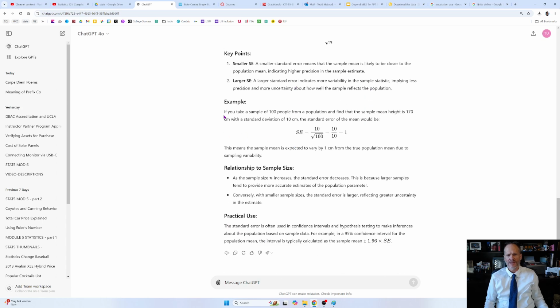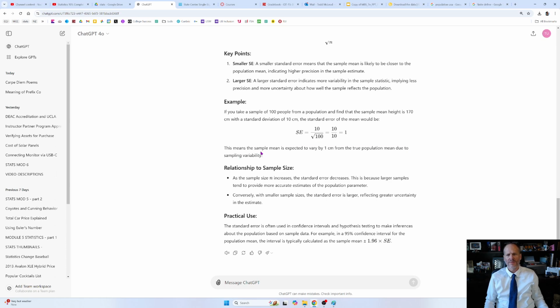So here's an example. If you take a sample of 100 people from a population and find that the sample mean height is 170, with a standard deviation of 10 centimeters, the standard error of the mean would be 10 centimeters over the square root of the sample size, 100. So the standard error of the mean would be 1. This means the sample mean is expected to vary by 1 centimeter from the true population mean due to sampling variability.